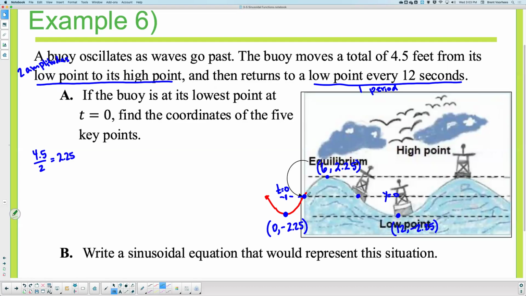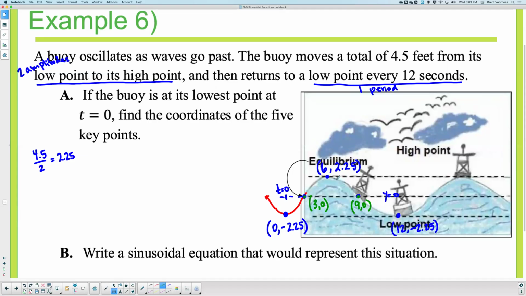I'm going to switch colors. This has a height of 0, and it's halfway between 0 and 6 seconds. Obviously, that's 3 seconds, so this would be 3, comma 0, and this point right here. That's half the time between 6 and 12 seconds, which means it's 9 seconds. So it would be 9, comma 0. Those are my key points.